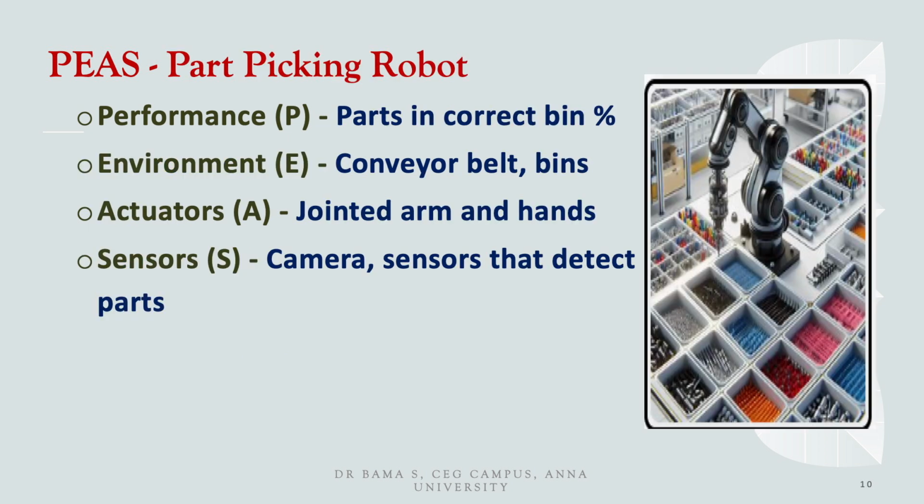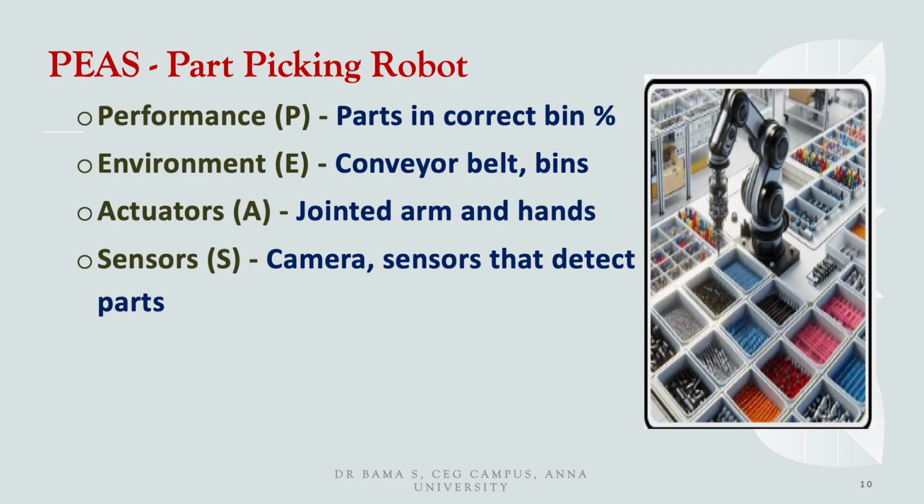The second example is the part picking robot. This is a robot whose task is to watch for the part numbers or the items and the colors, and it has to process the color and sort them in appropriately colored boxes.